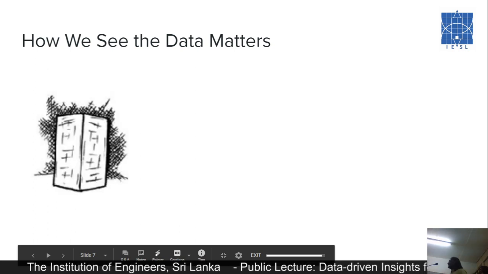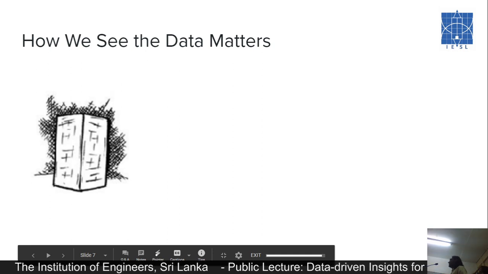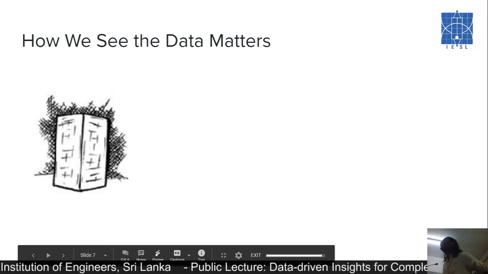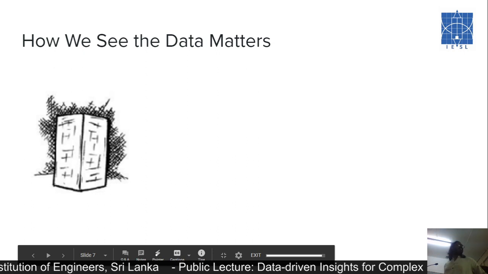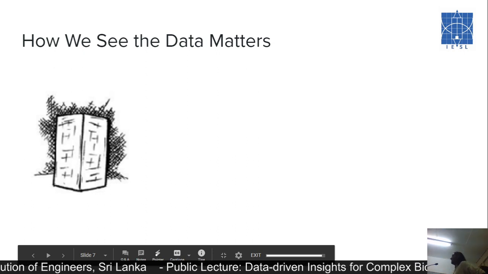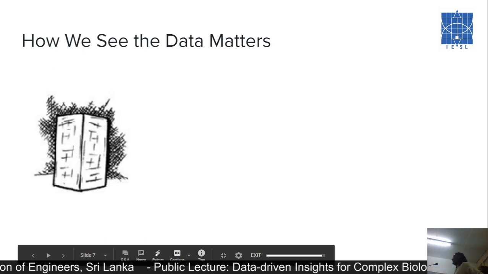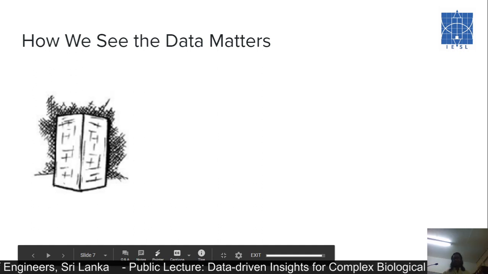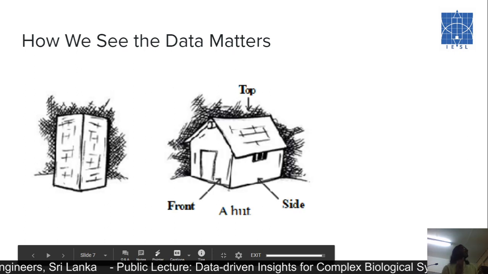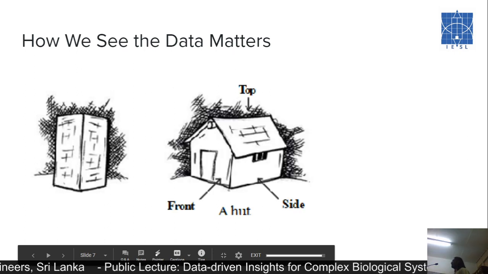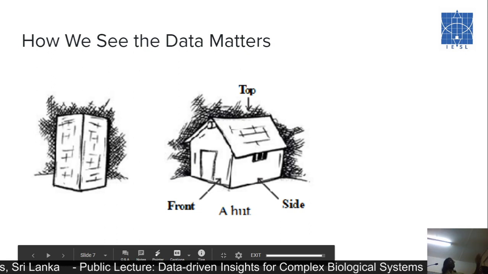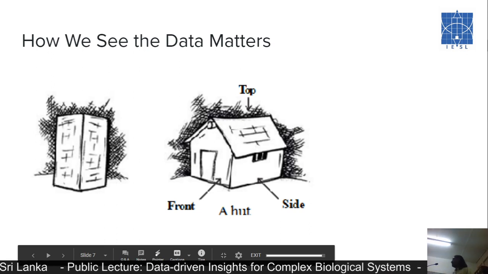So what do you think this is? Any guesses? Sir? It's a brick. Any other ideas? So it's very hard to guess from this picture, right? What if I show you this picture? Can you now recognize that the first picture is the roof, right?